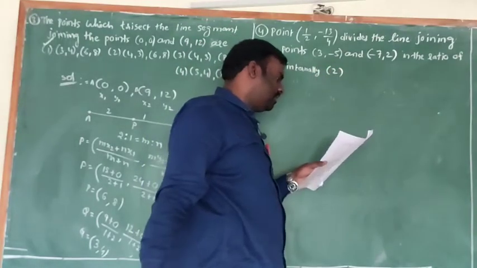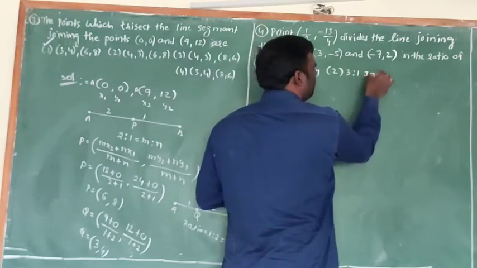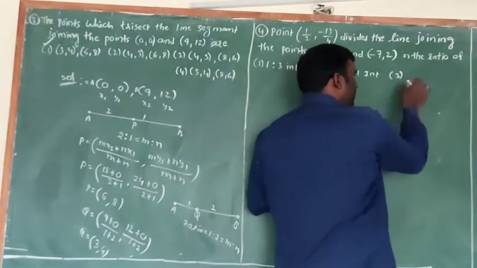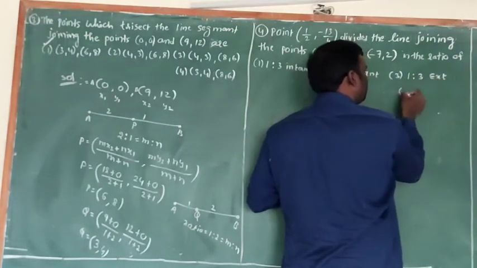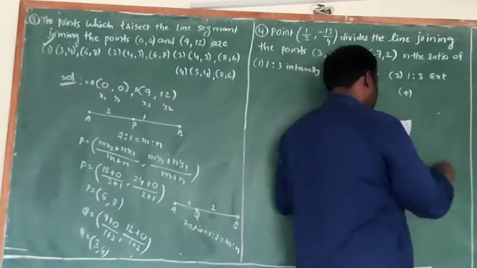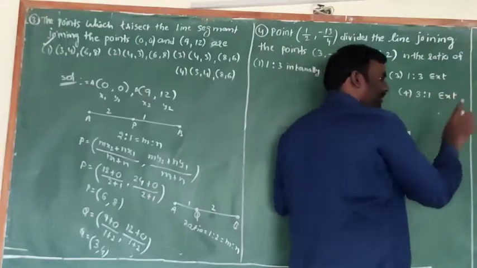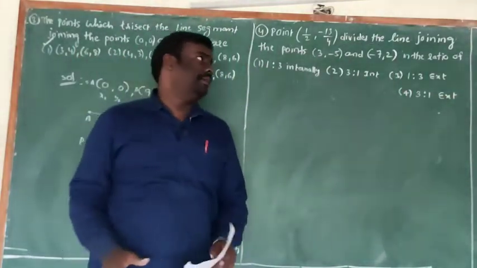Second option 3:1 internally. Third option 1:3 externally. Fourth option 3:1 externally. Okay. Before doing this question, have one formula.